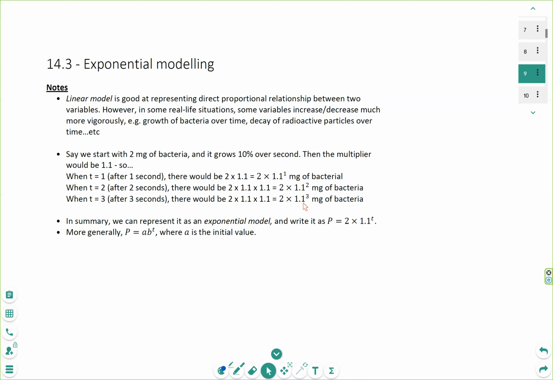The third second, it will be 2 times 1.1 times 1.1. Actually, I made a typo in here. There should also be another 1.1. So that's 2 times 1.1 cubed milligrams of bacteria.